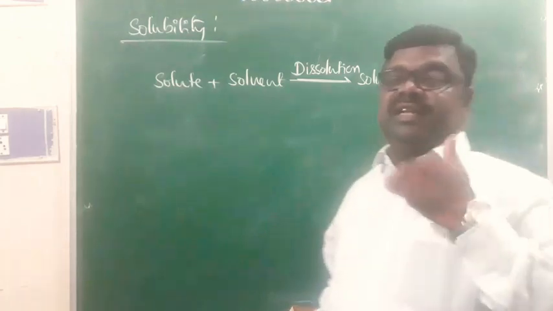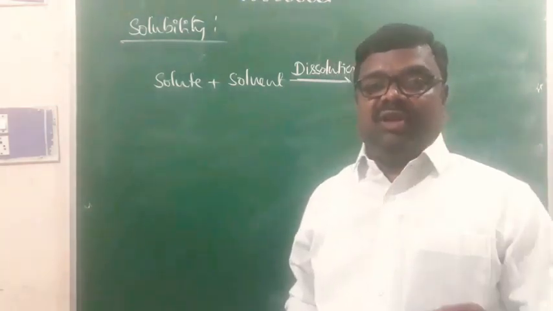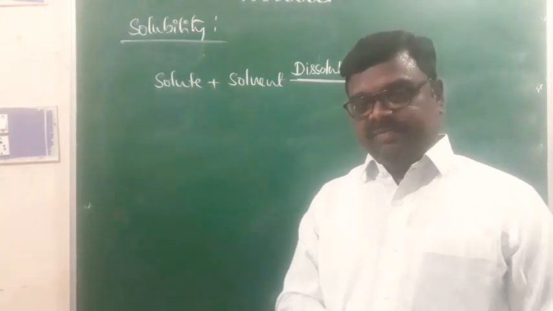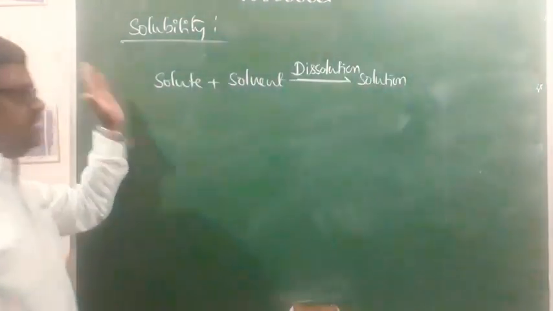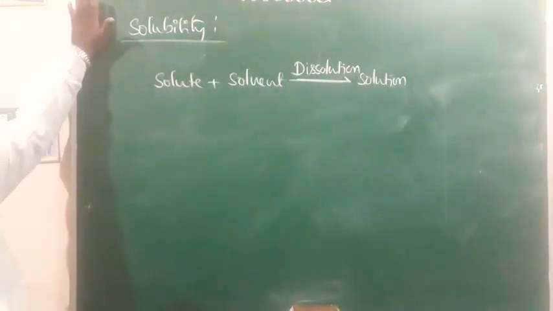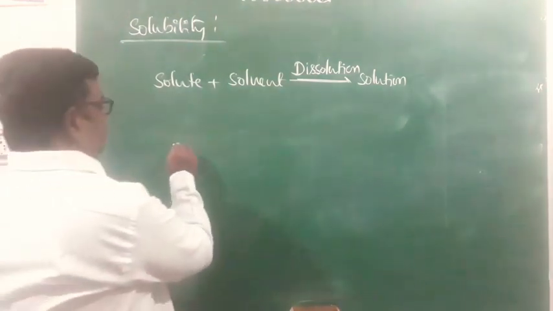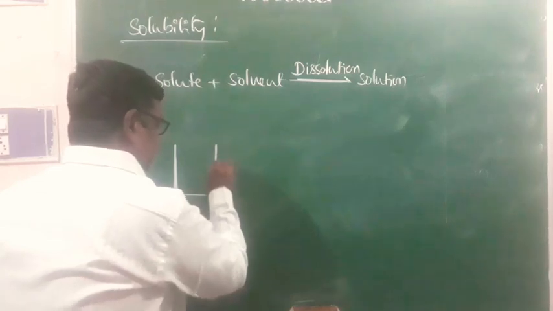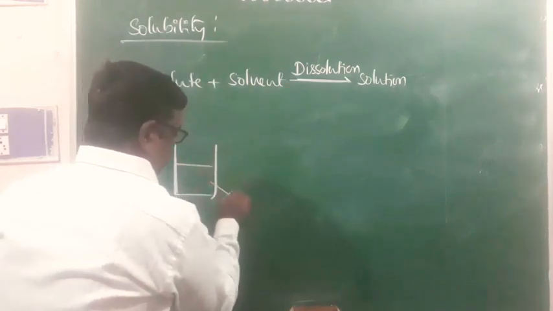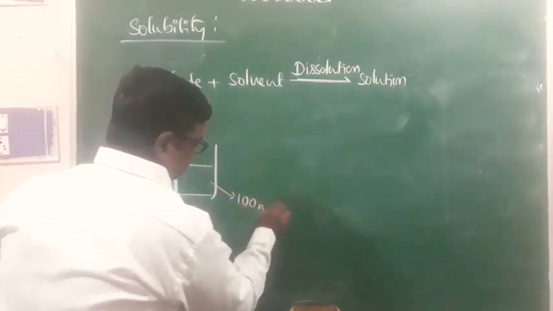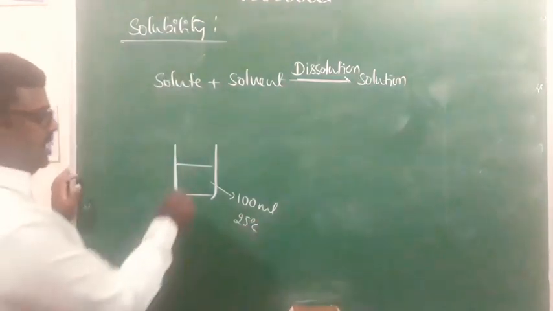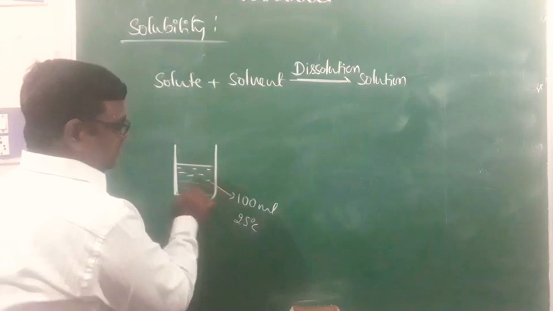The maximum amount of solute that can be dissolved in a given amount of solvent at given temperature and pressure is called solubility, right? In order to illustrate this concept, I'll go for one simple demonstration. Imagine 100 ml of water at 25 degrees Celsius, taken in a beaker.